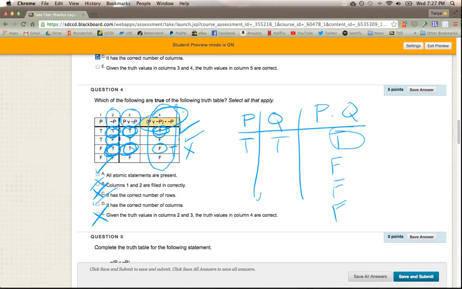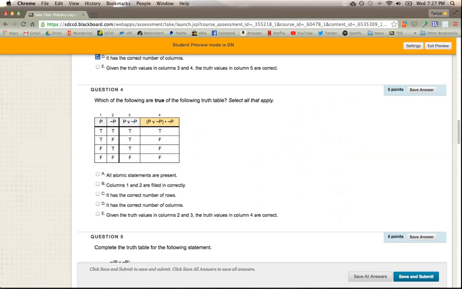The number one thing you should do to figure out the truth values in the columns is use the rules, not the schematic diagrams. So just remember that the conjunction rule means that a conjunction is only true when both parts are true. That's what you're looking for. Okay, so let's mark these in.